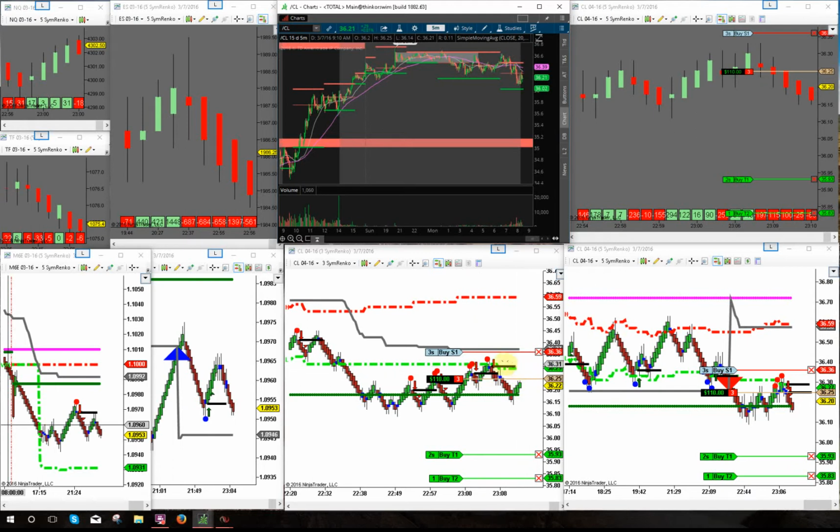And I had my stops already in place, and at this point we really need to see this thing push below here at the 36.10. I think for some reason there's some support there, and if it doesn't, it comes back, could bite me.